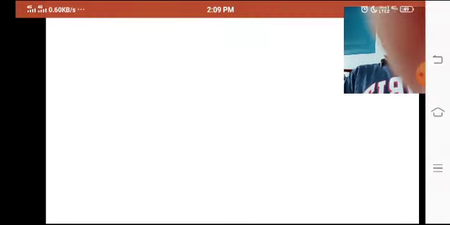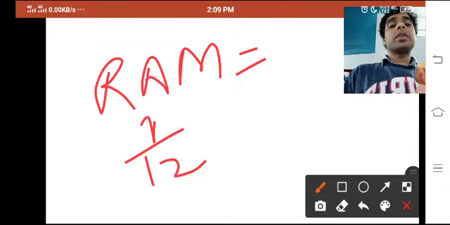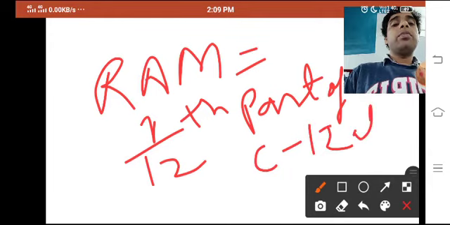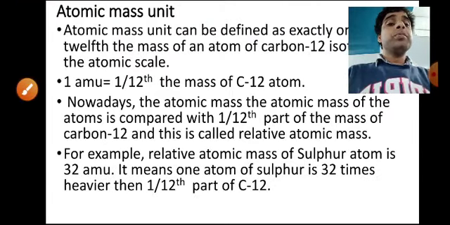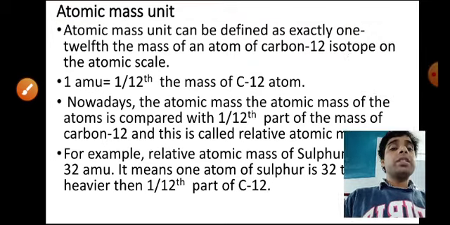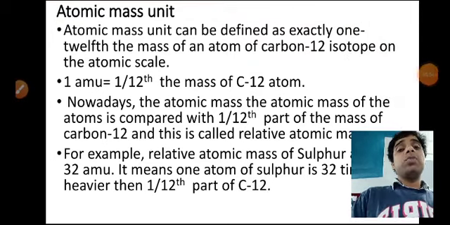Now, if I am writing RAM, it is 1/12th part of the C12 atom. Then, after this, what is the atomic mass unit? The atomic mass unit can be defined as exactly 1/12th.